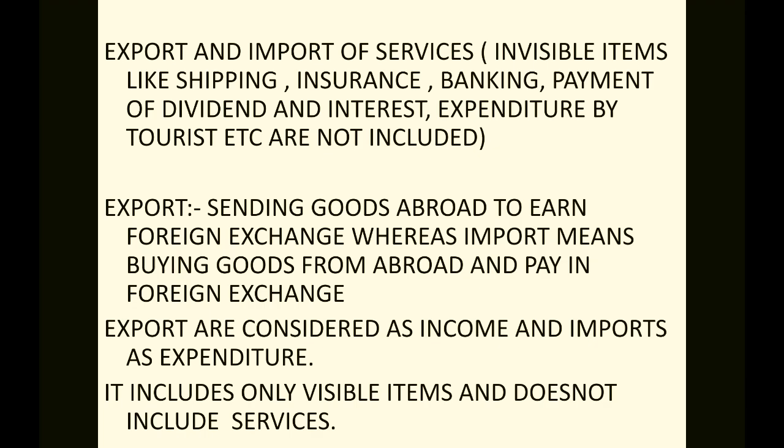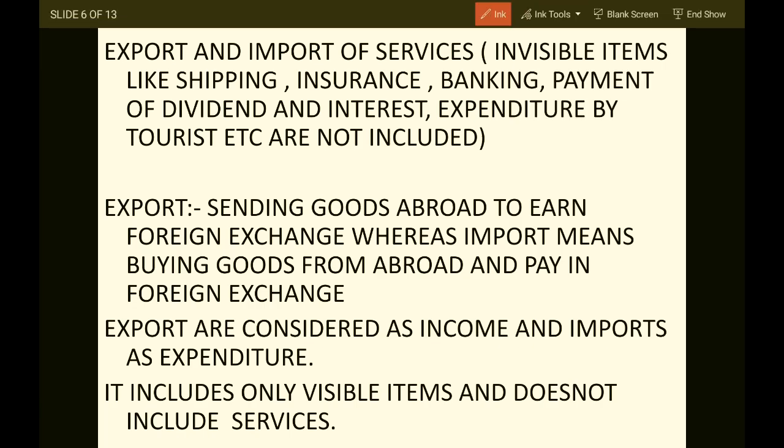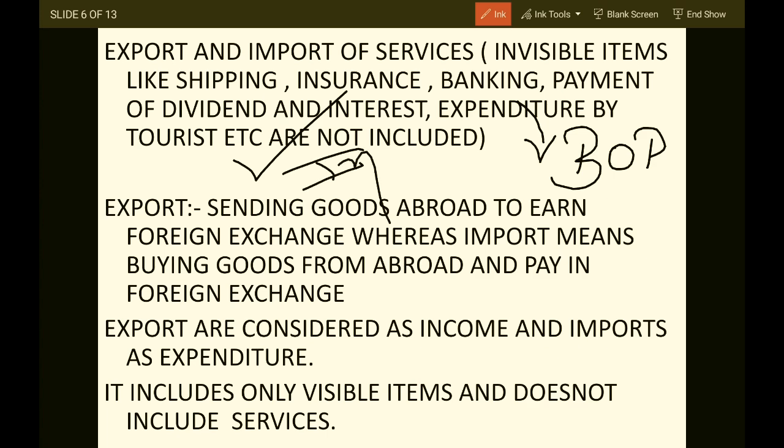See, the export and import of services, invisible items like shipping, insurance, banking, payments of dividend, interest, expenditure by tourists are not included. Very important point. These are all included in balance of payment, not balance of trade. These are invisible services: insurance, banking, shipping, payment of dividend, interest. These are all invisible. These are services.